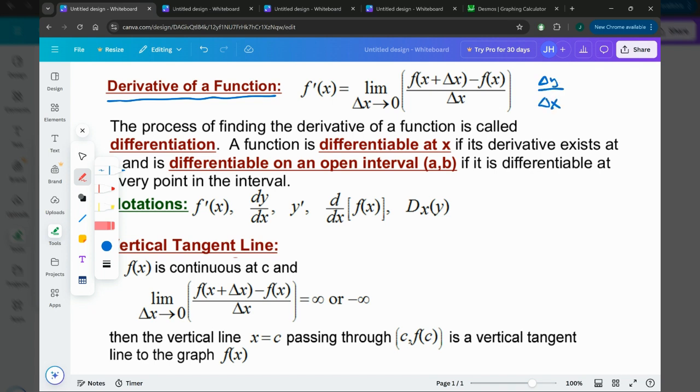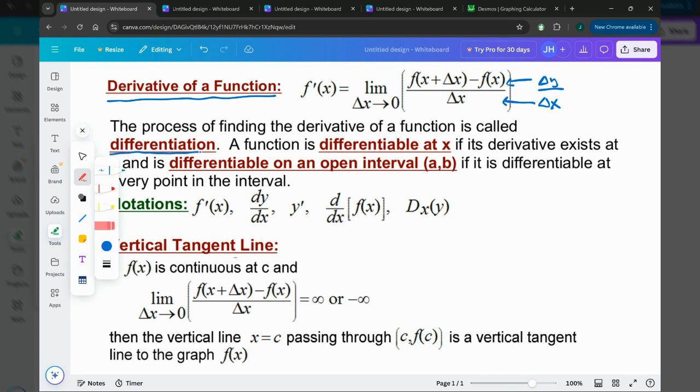And if you watch my previous videos, we went over how to find the change in y: f of x plus delta x minus f of x, all over delta x. And here's the thing, if you let that delta x approach 0, it gives you the slope of a tangent line. Now, this process of finding the derivative is called differentiation.